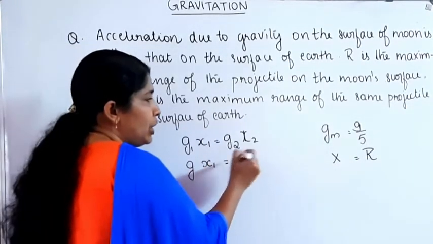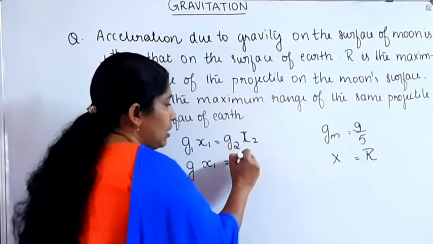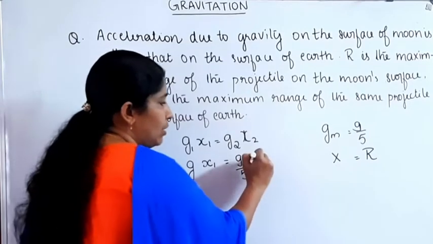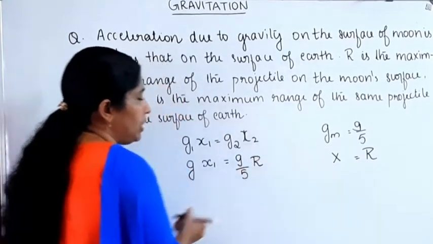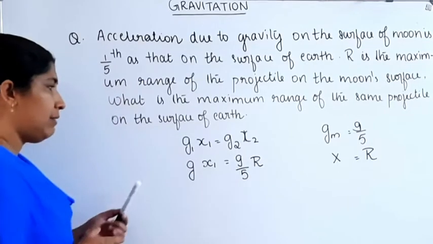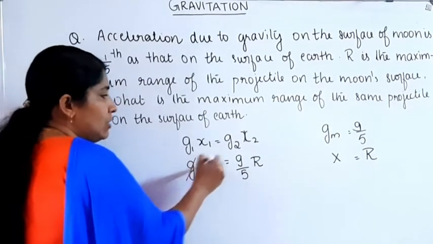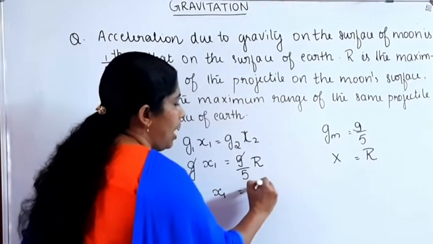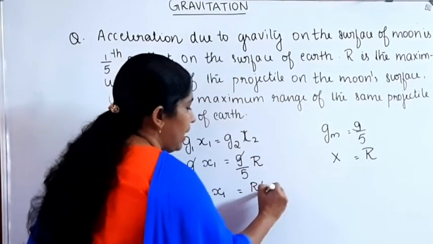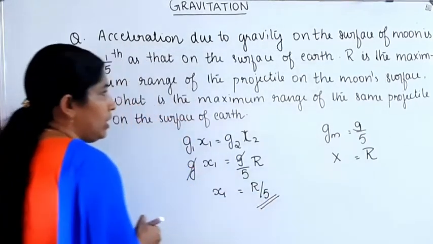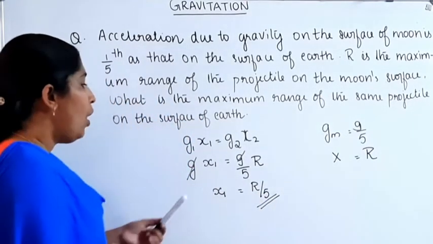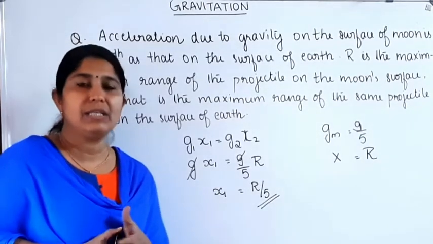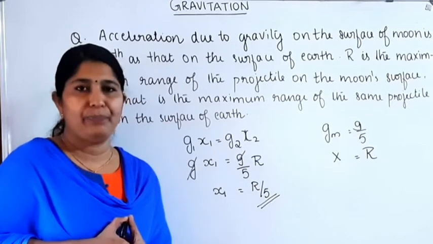g2 is given. g2 is equal to g moon, which is g divided by 5. And x2 is equal to R, the range on the surface of the moon, that's given. Then we can cancel g. Then x1 is equal to R divided by 5. So the range of the projectile on the surface of the earth is equal to R divided by 5.